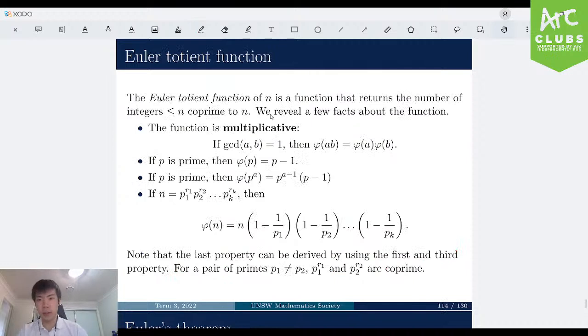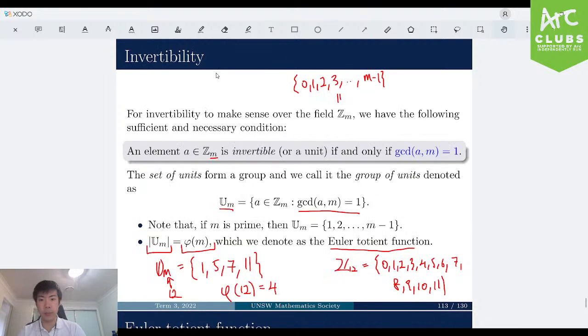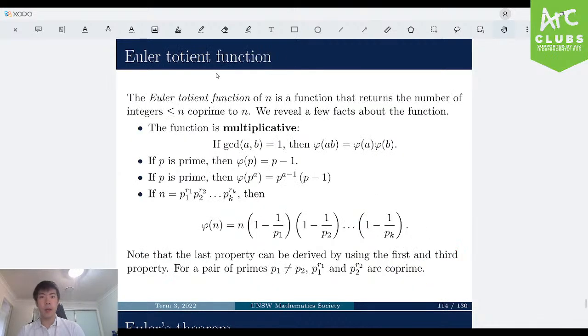So this function returns the number of integers less than or equal to n that are co-prime with n, exactly as in the example I showed. We reveal a few facts about this function. This function is multiplicative. So if A and B are co-prime, then phi of AB just equals phi of A times phi of B. If P is prime, then phi of P is just P minus 1.